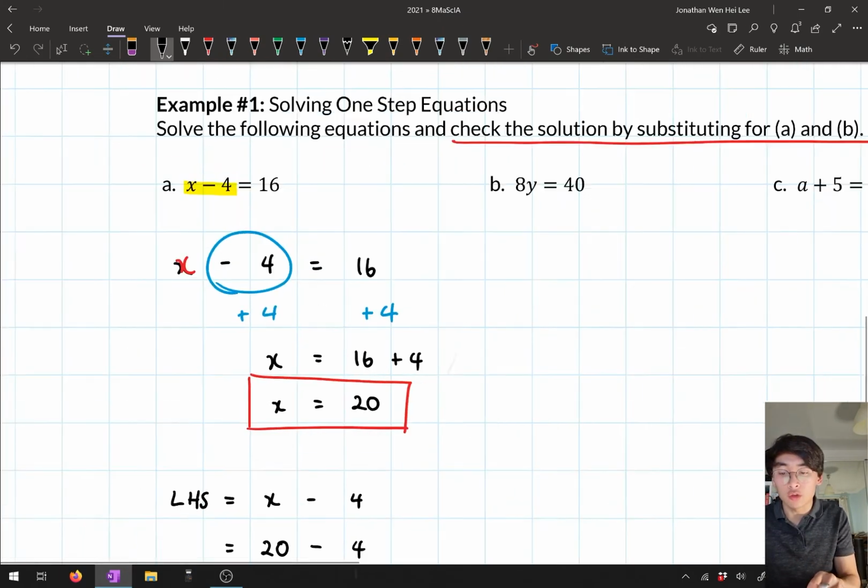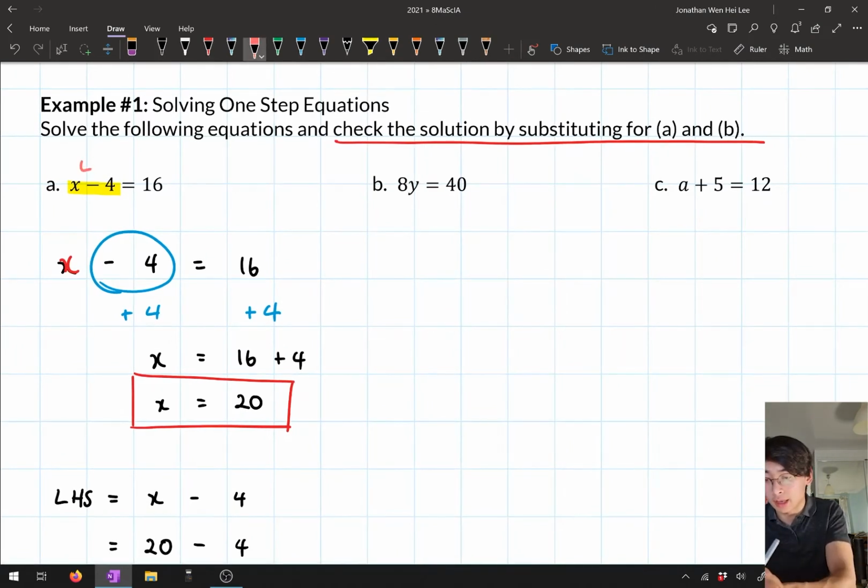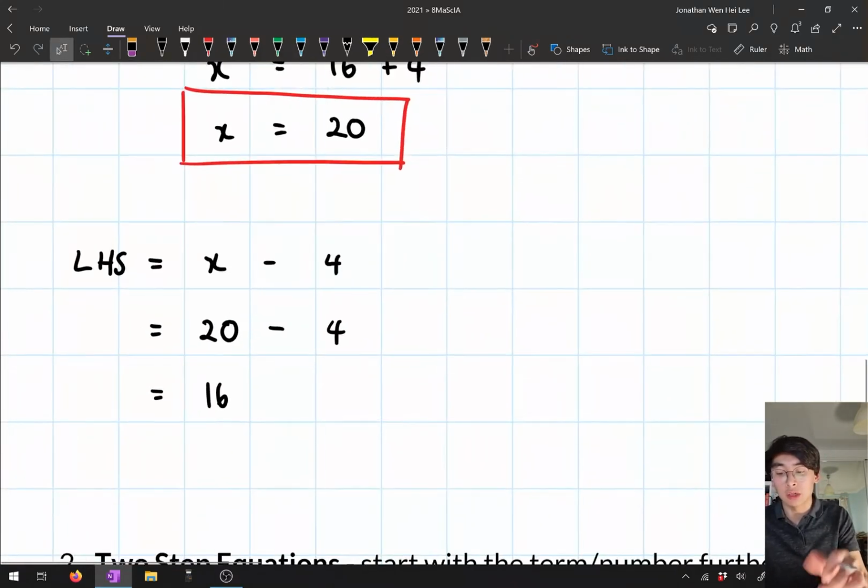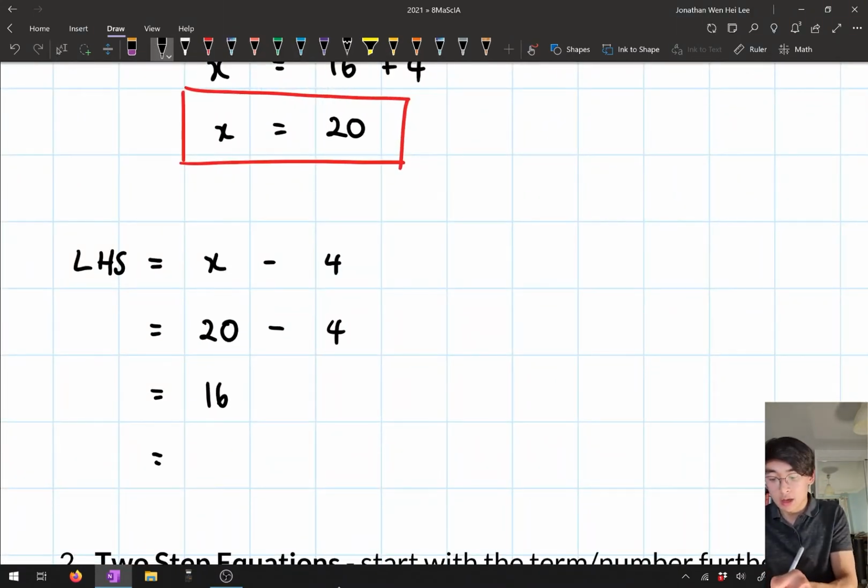And if you have a look on the right-hand side of my equation, so this was my left-hand side. On my right-hand side, well, that's equal to 16. And that's actually the result I have here. And so here, my equation is true. The left-hand side of my equation is equal to the right-hand side of my equation. And so here, that tells me that my solution of x is equal to 20 is correct.